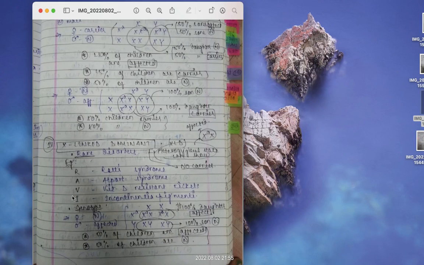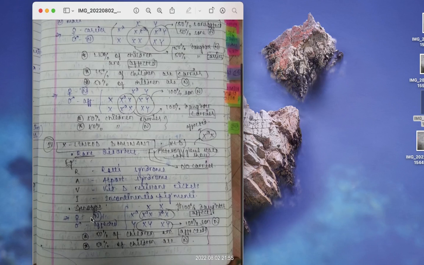Now, the mnemonic is RAVI, the shortest mnemonic ever. All we have read till now was so long. This is Rett syndrome, A for Alport syndrome, vitamin D resistant rickets, and incontinentia pigmenti.